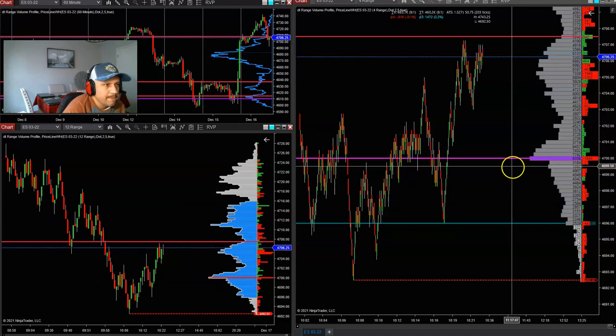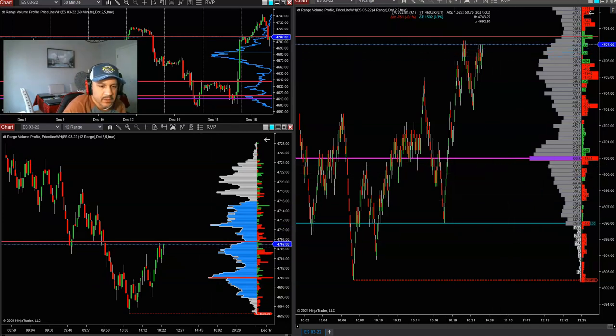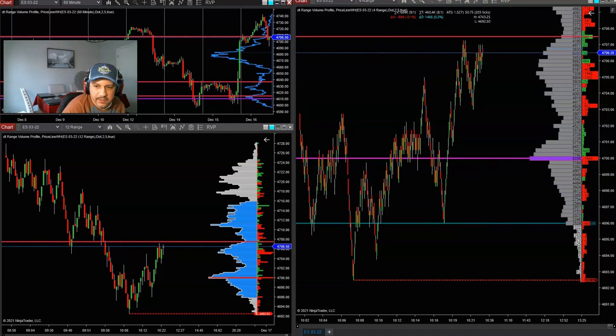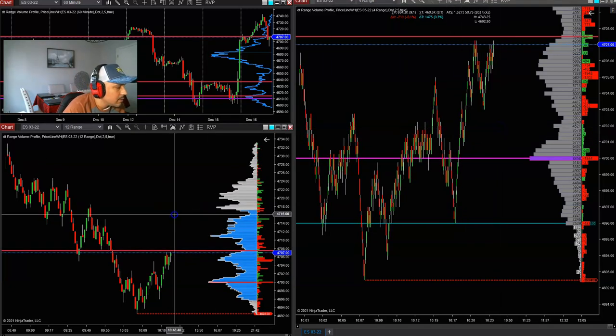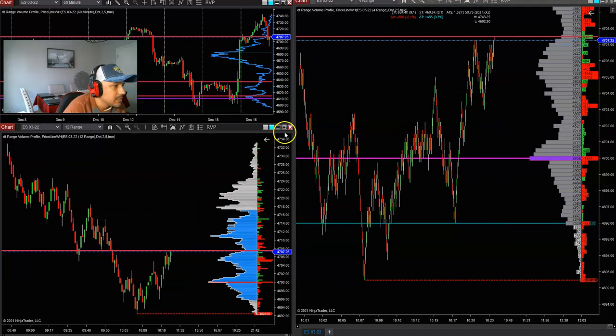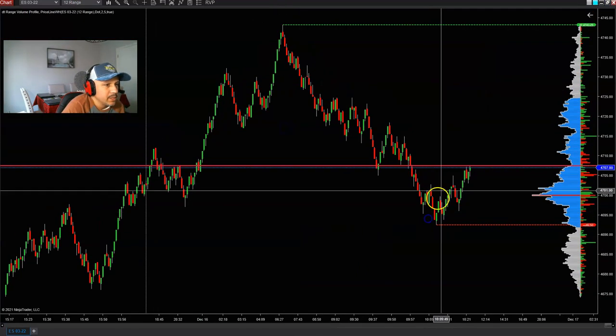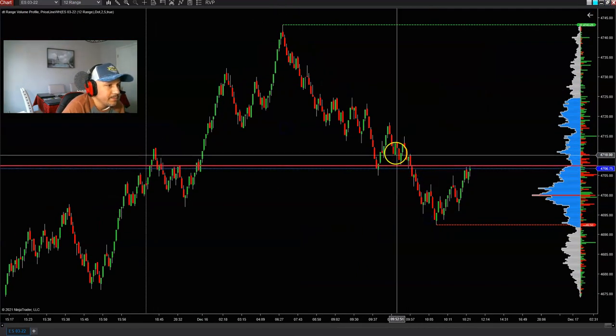So it's okay. I'm trying to wait to see what the market's trying to do here. Let's look at the 12 range again. Blow it up. It's trying to break this area right here.